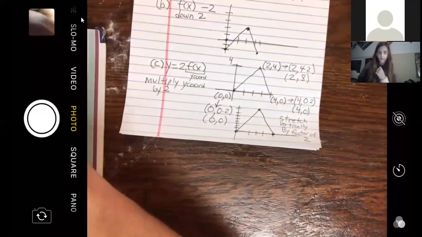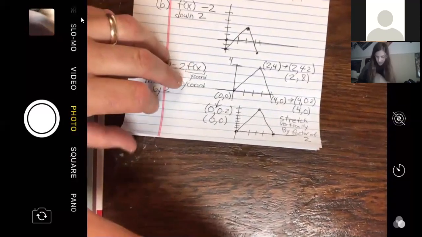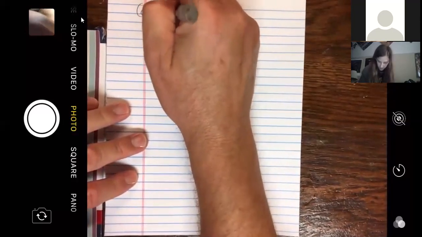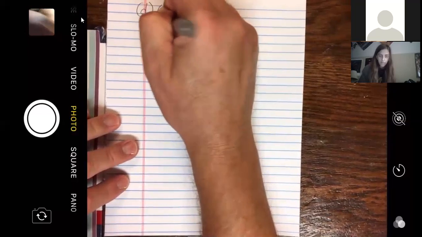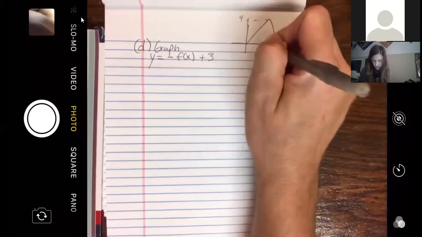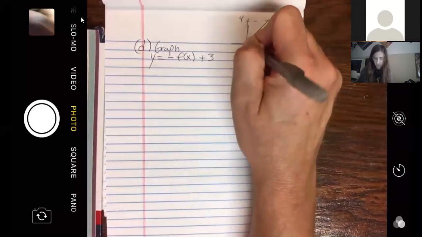Okay. There's 3 more parts. You want to see them? Yes, I do want to see them. Okay. So D, graph negative f of x and add 3. Okay, this gets tricky. I'll redraw it. This is at 4, you're up 4, and you're over 2 with this.